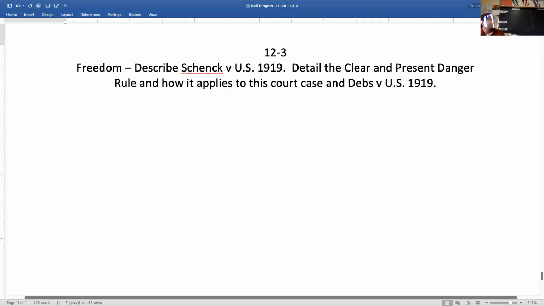So describe Schenck versus United States 1919. Detail the clear and present danger rule and how it applies to the court case. And Debs versus United States 1919. I mentioned that one yesterday as well. Very similar.